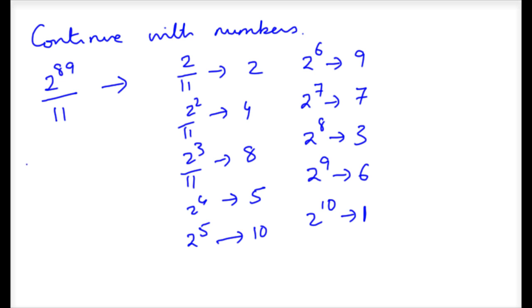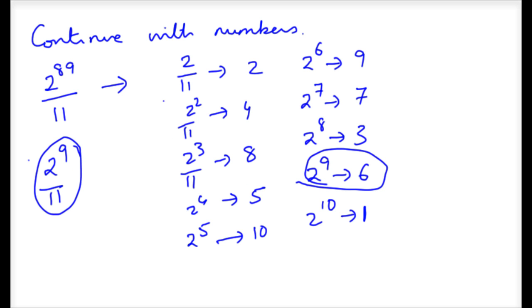So from here I can just remove 2 power 80. So I have 2 power 9 divided by 11, which gives you a remainder of 6. So the remainder when 2 power 89 is divided by 11 is 6. So simply this is how I can do it. For every number there will be a cycle of this kind.